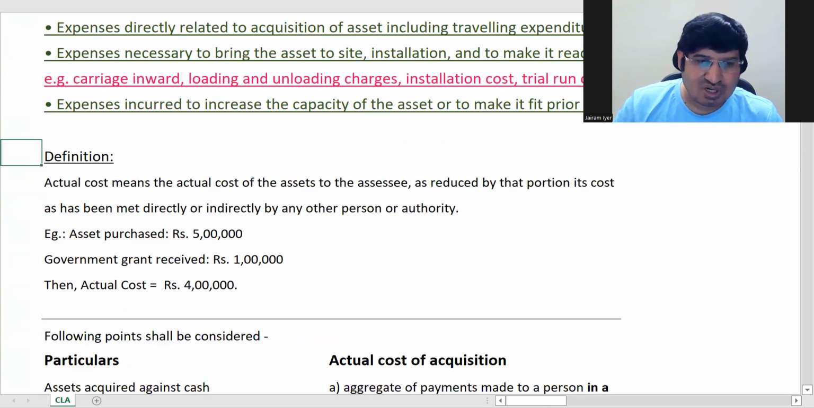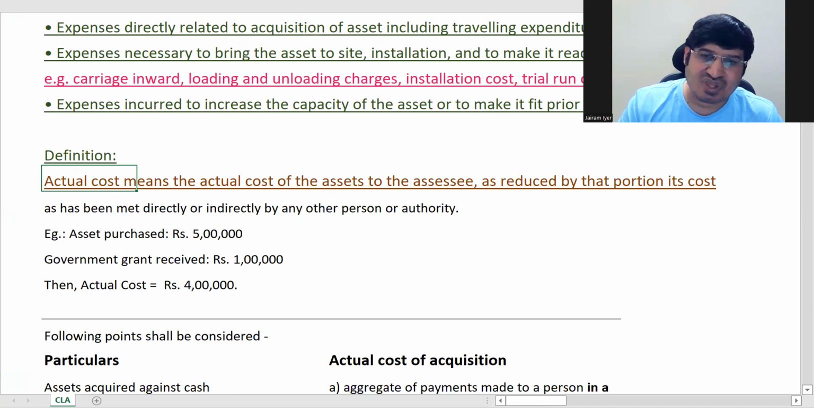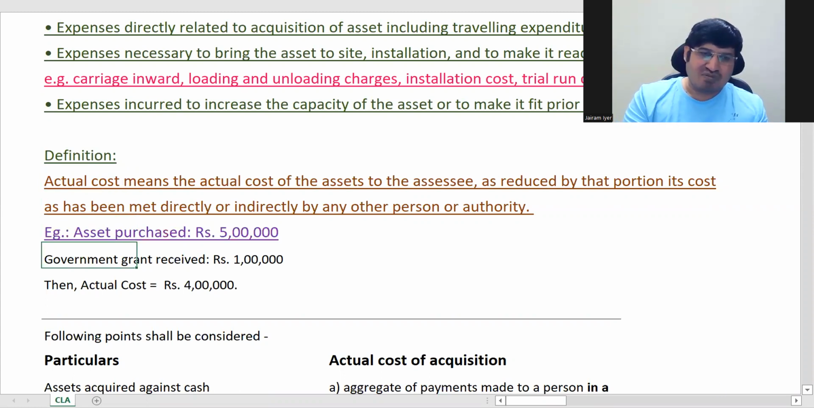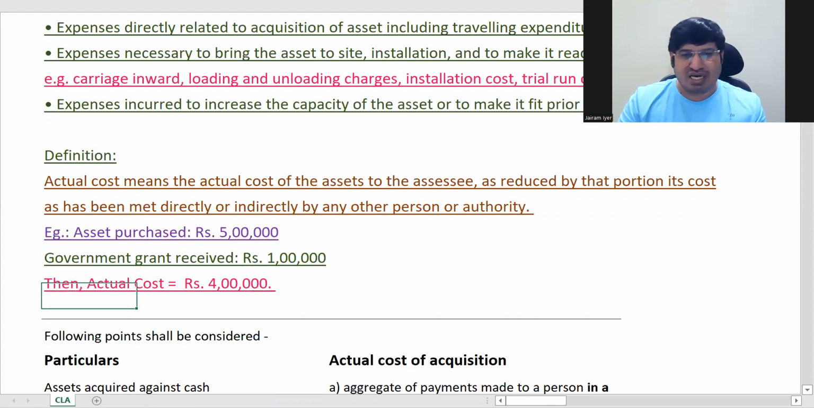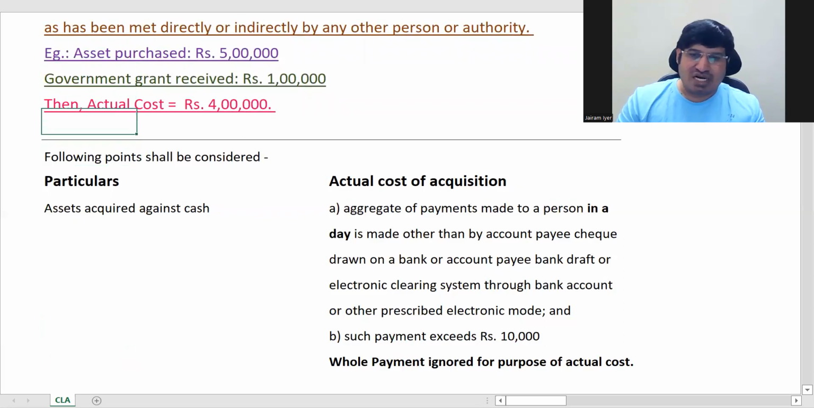So that is called actual cost. How is it defined? Actual cost means actual cost of the assets to the assessee as reduced by that portion of its cost as has been met directly or indirectly by any other person or authority. This is the definition. Basically, the actual cost to you is whatever you have paid, minus any subsidy you have got. So if the asset purchased is 5 lakhs and the government grant is 1 lakh, actual cost is 4 lakhs.